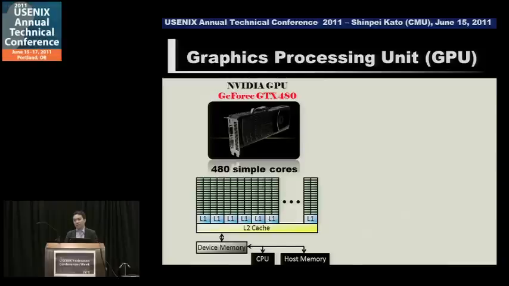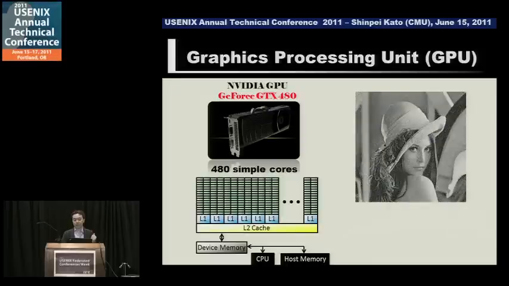So what is a GPU? A GPU is a highly parallel architecture. For example, NVIDIA's GPU integrates about 500 cores on a chip, and it is very suitable to support data-parallel and compute-intensive applications, such as image processing, right? Because a large amount of data can be computed simultaneously by these many cores.